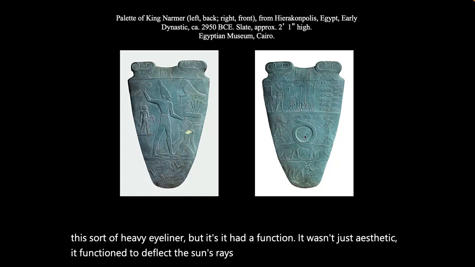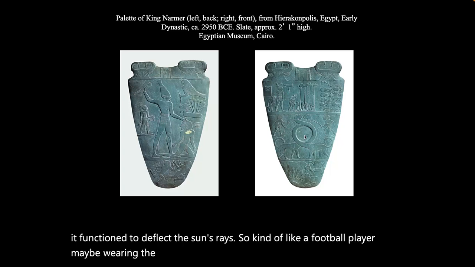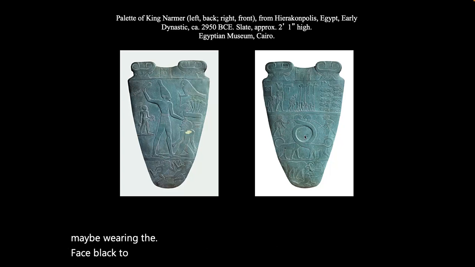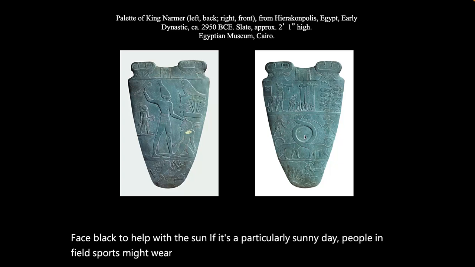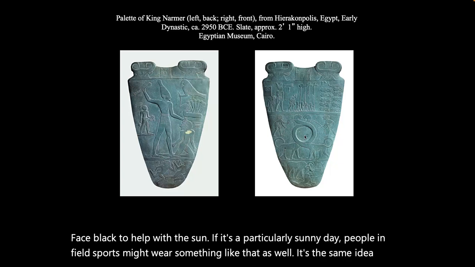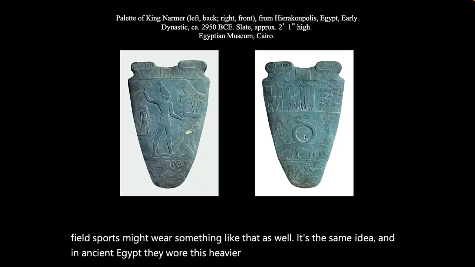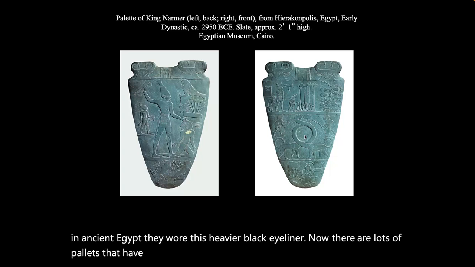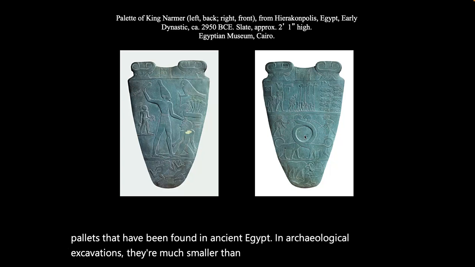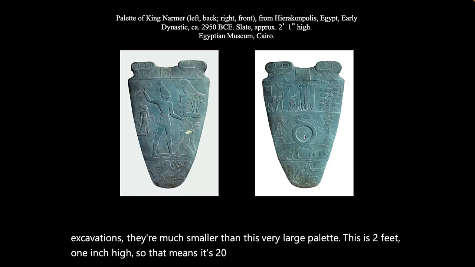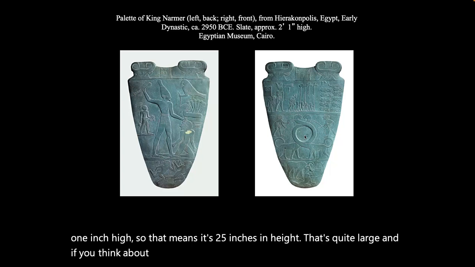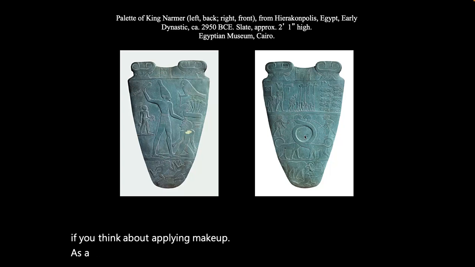So kind of like a football player maybe wearing the face black to help with the sun if it's a particularly sunny day. People in field sports might wear something like that as well. It's the same idea. And in ancient Egypt, they wore this heavier black eyeliner. Now, there are lots of palettes that have been found in ancient Egypt in archaeological excavations. They're much smaller than this very large palette. This is 2 feet 1 inch high. So that means it's 25 inches in height. That's quite large. And if you think about applying makeup as a utilitarian, kind of function, right?